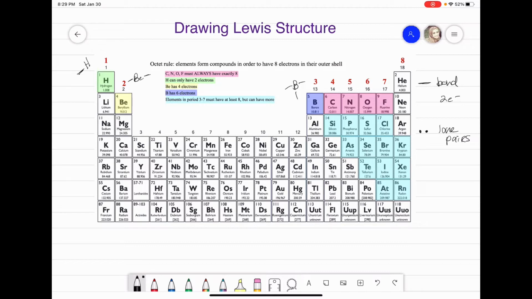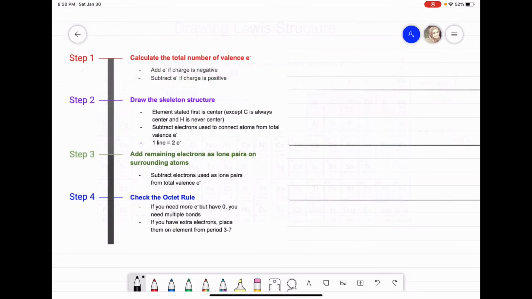The elements that are labeled in this light blue color must have at least 8, but they can have more. That's called the expanded octet. They have to have at least 8, but sometimes they can carry more. We'll do examples of that as well.